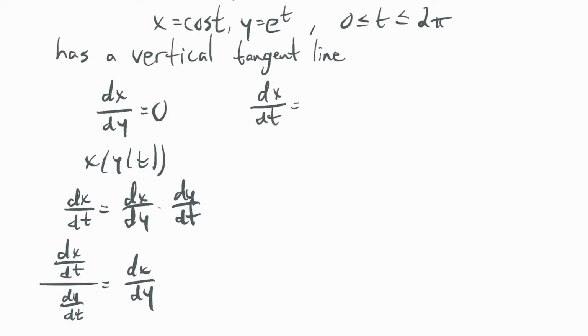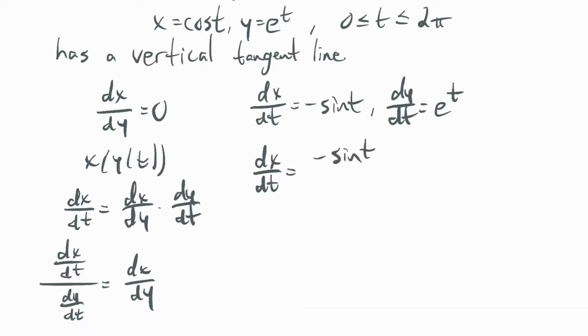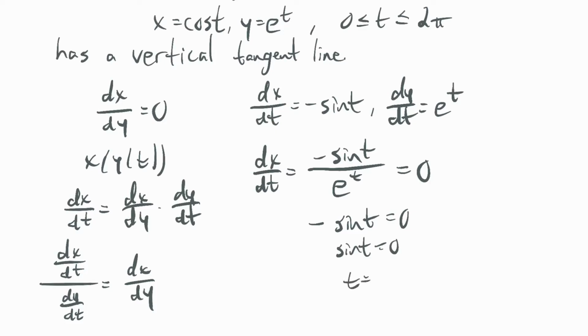So dx/dt is negative sine of t, and dy/dt is e to the t. Okay, so dx/dy will be dx/dt, negative sine t, over dy/dt, e to the t. I want to look for where this is 0, so essentially I'm looking for where negative sine t is 0. And of course I can multiply by negative 1 on both sides, so sine t equals 0, so t will be 0, of course, and then pi, and then 2 pi.